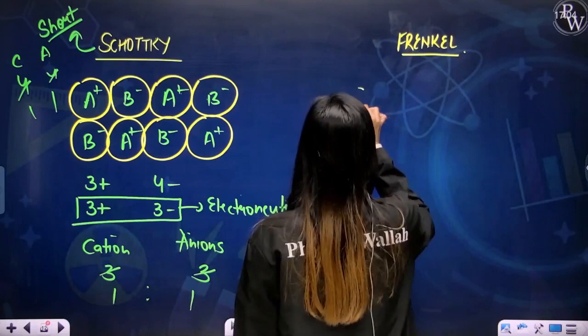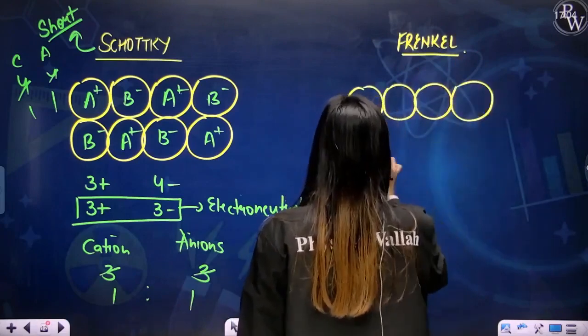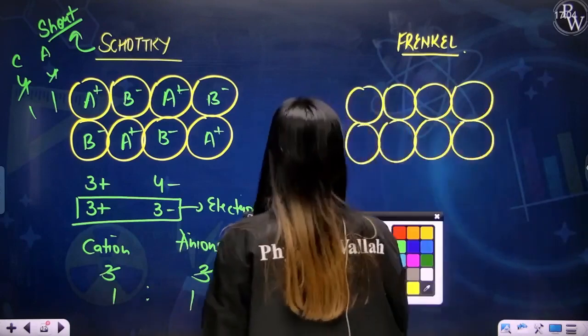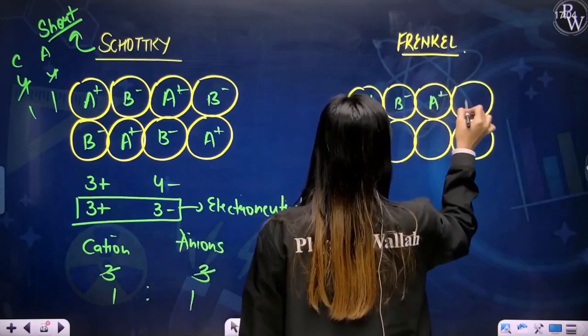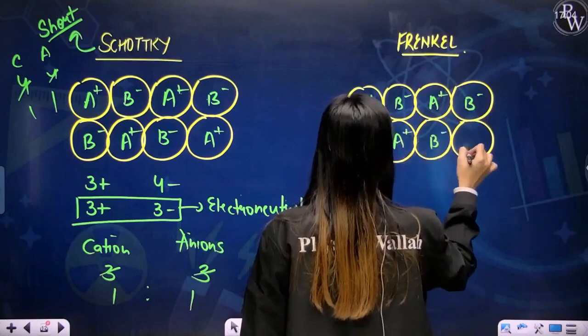You have atoms like these positions which are occupied by cations and anions. So now your cations and anions will occupy positions. Let's say A plus B minus, A plus B minus. You have B minus A plus and B minus A plus.